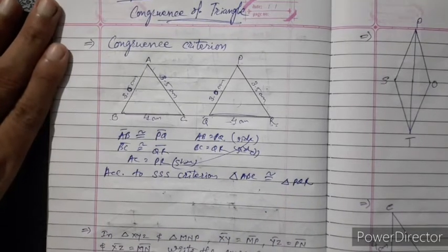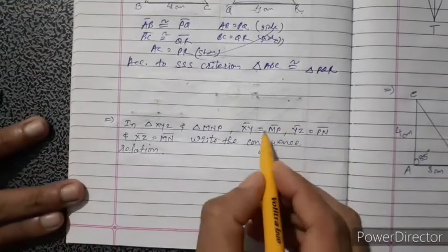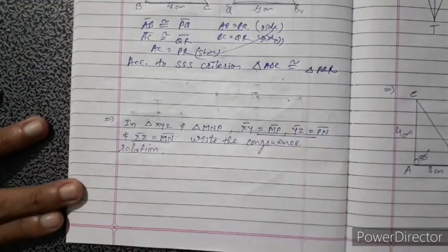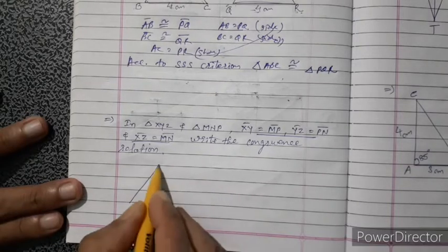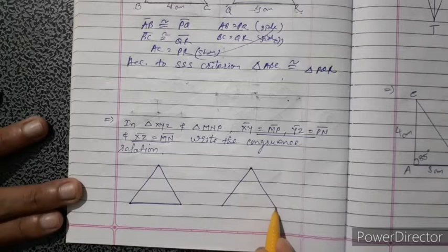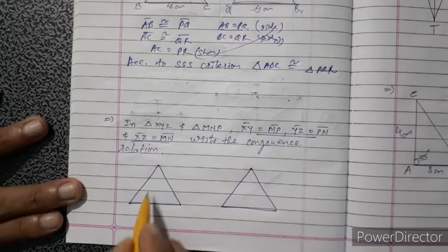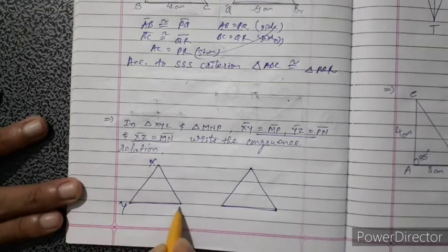Now sometimes the triangles are not given, but the criteria are given. So according to that, what to do? First you just draw two triangles. If measurements are given, you just take those measurements. Otherwise, draw a rough figure. The first one is XYZ.